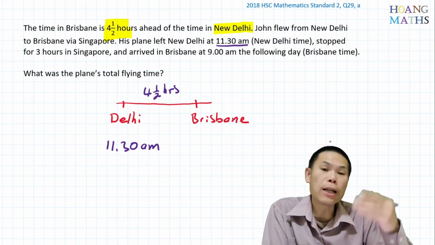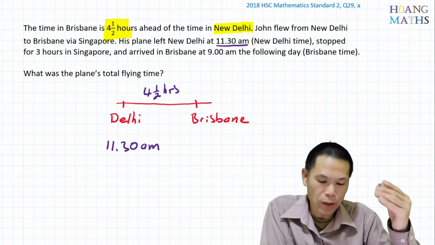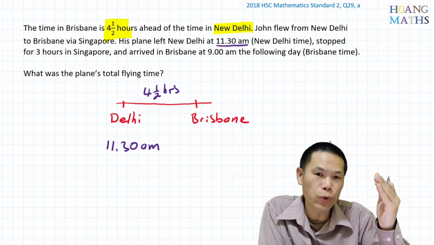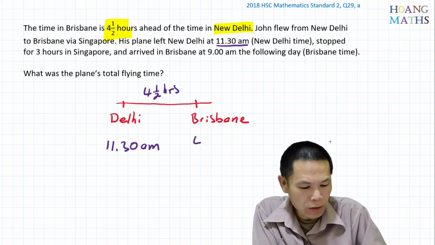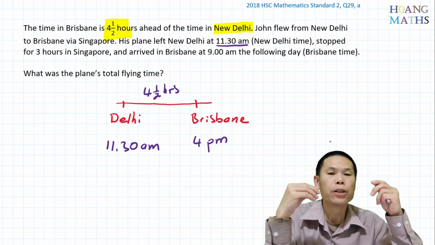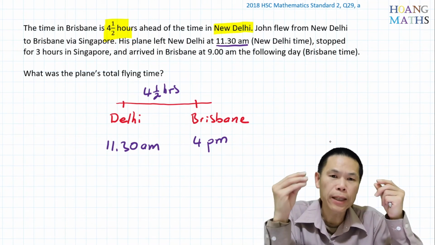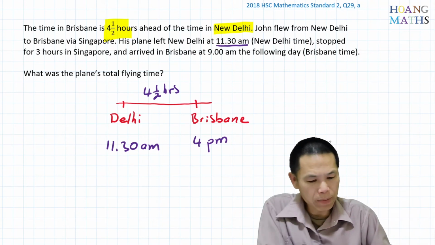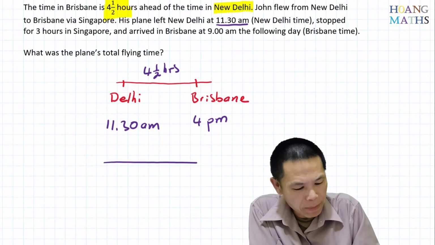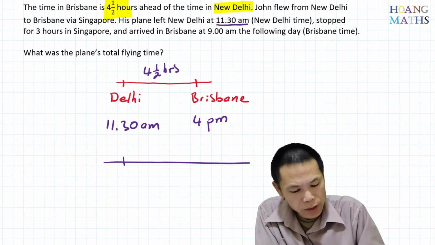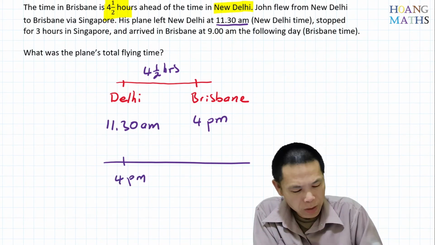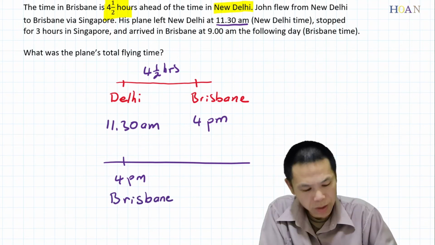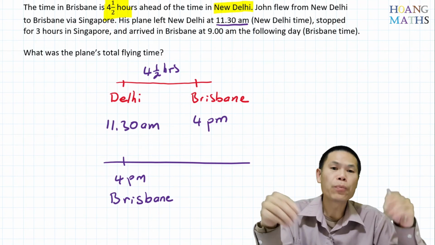So therefore, when the plane starts to fly, the time in Brisbane will be 4.5 hours on top. So 11:30, we add 4.5 hours. So 11:30 add another 30 minutes, so 12 noon. Then we add another 4 hours, so 4 p.m. in Brisbane. So when it's 4 p.m. in Brisbane, that is when the plane departs from New Delhi. Let me draw another timeline. So this is Brisbane, 4 p.m. That is when the flight starts to depart.